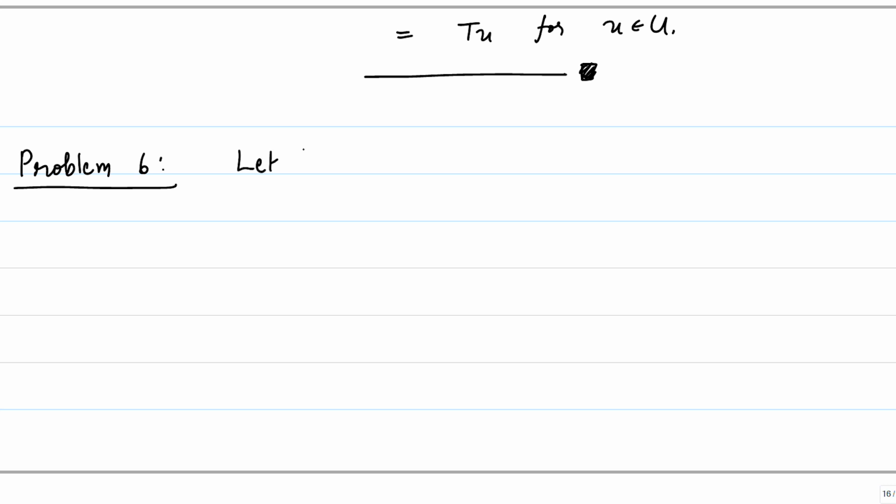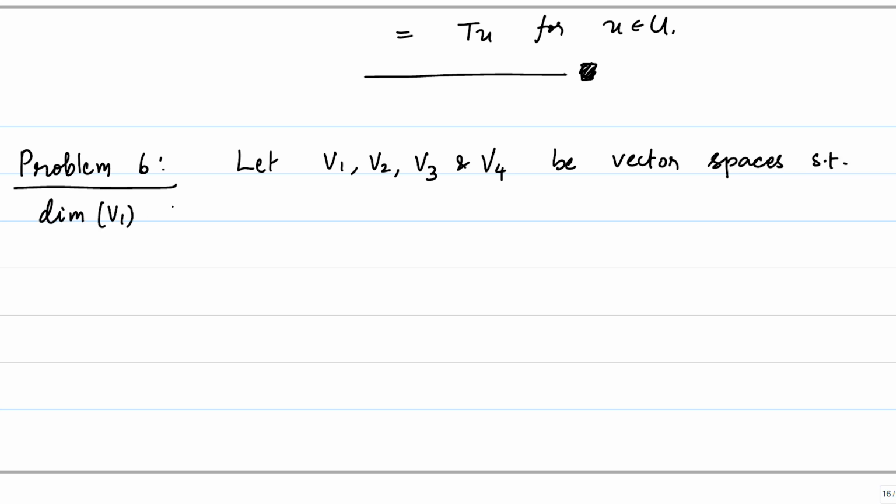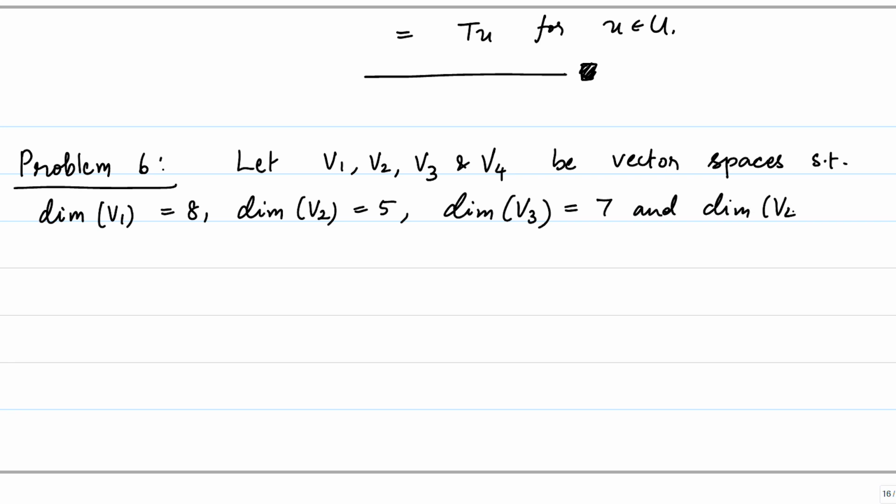So let V1, V2, V3 and V4 be vector spaces such that the dimension of V1 is equal to 8, the dimension of V2 is equal to 5, the dimension of V3 is equal to 7, and the dimension of V4 is equal to 6. So we are given 4 vector spaces V1, V2, V3 and V4. The dimensions of these are 8, 5, 7 and 6.